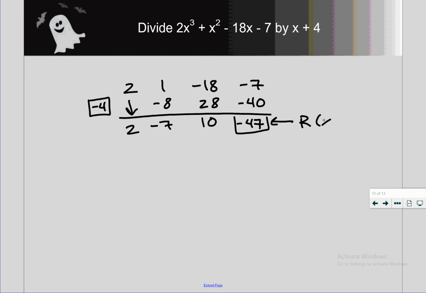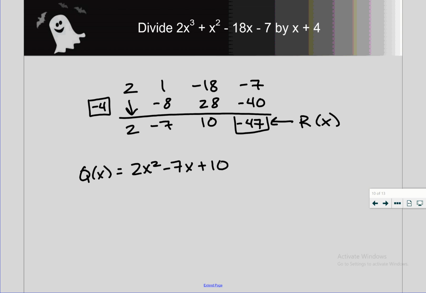So is x plus 4 a factor of my polynomial? It is not. What's my quotient? 2x squared, again here, because it started out with a cubic, it's 1 power less, minus 7x plus 10. Again, these are fast, okay? Questions?